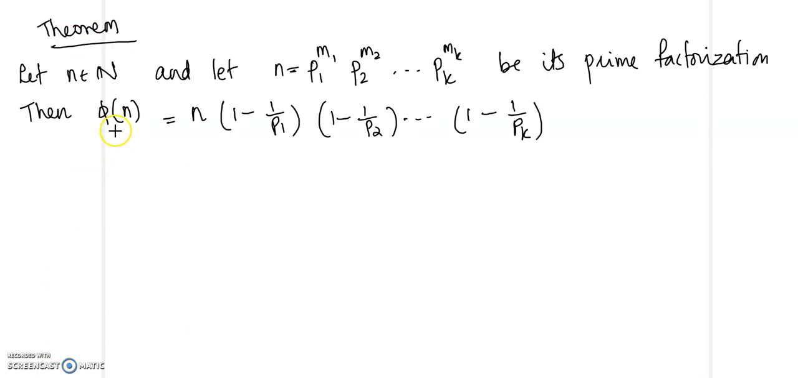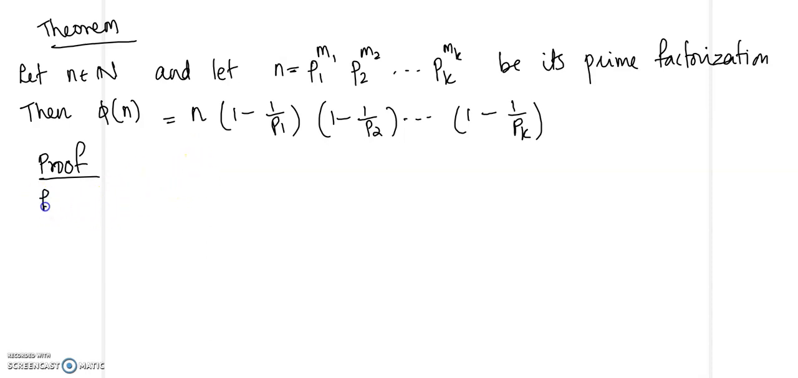We need to prove that phi of n is equal to n into (1 minus 1 by p1), (1 minus 1 by p2), etc., (1 minus 1 by pk). So let us look into the proof of this. For the proof by the generalized principle of inclusion exclusion, we need to define the universal set and the corresponding properties.